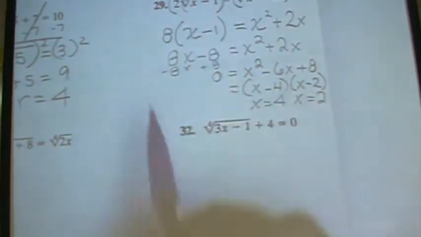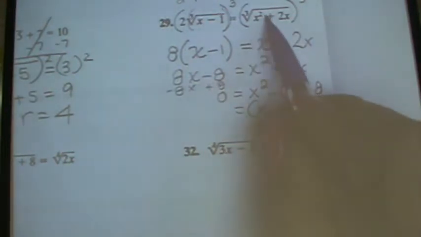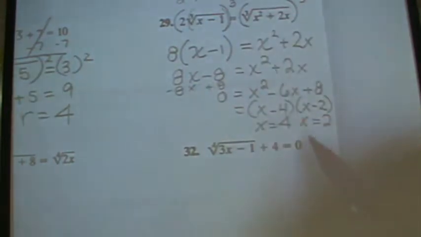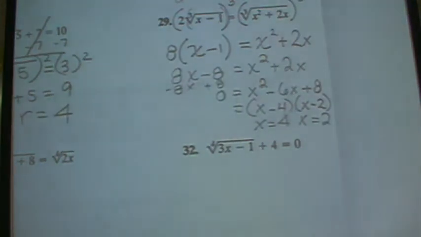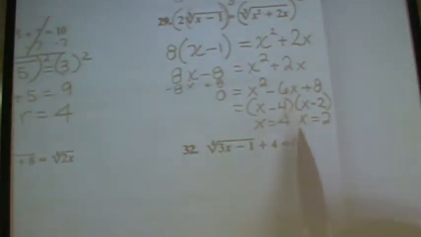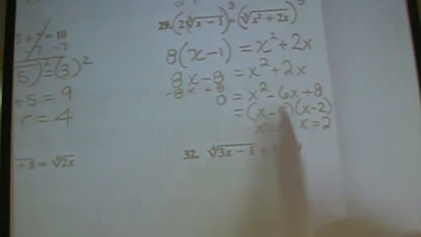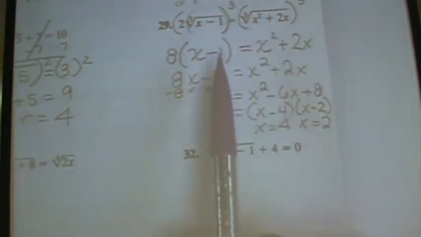If you were to plug 4 in here, 4 minus 1 is 3. You have the cube root of 3, so you have 2 times the cube root of 3. Does that equal 4 squared, which is 16, plus 4 times 2, which is 8? So it looks like this one's not working. You don't get the same thing here. So that is extraneous. This one doesn't work.